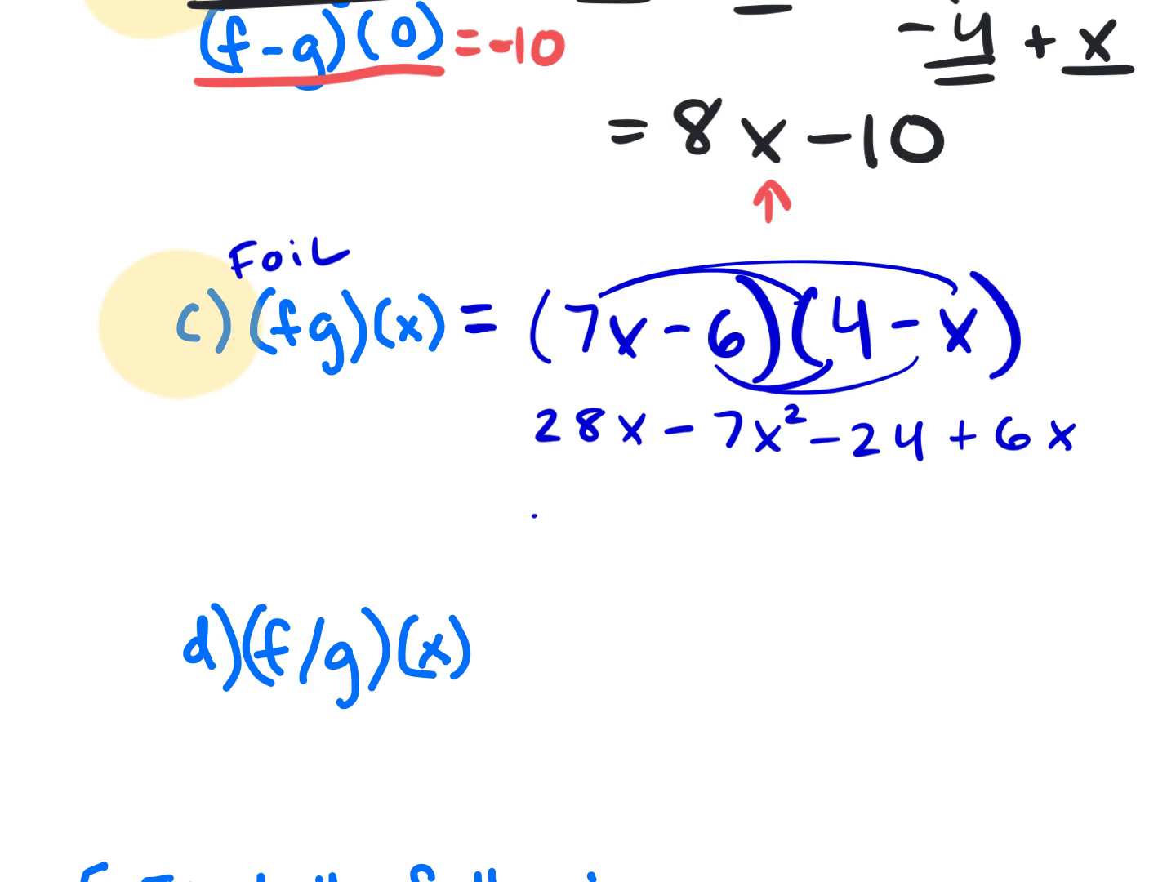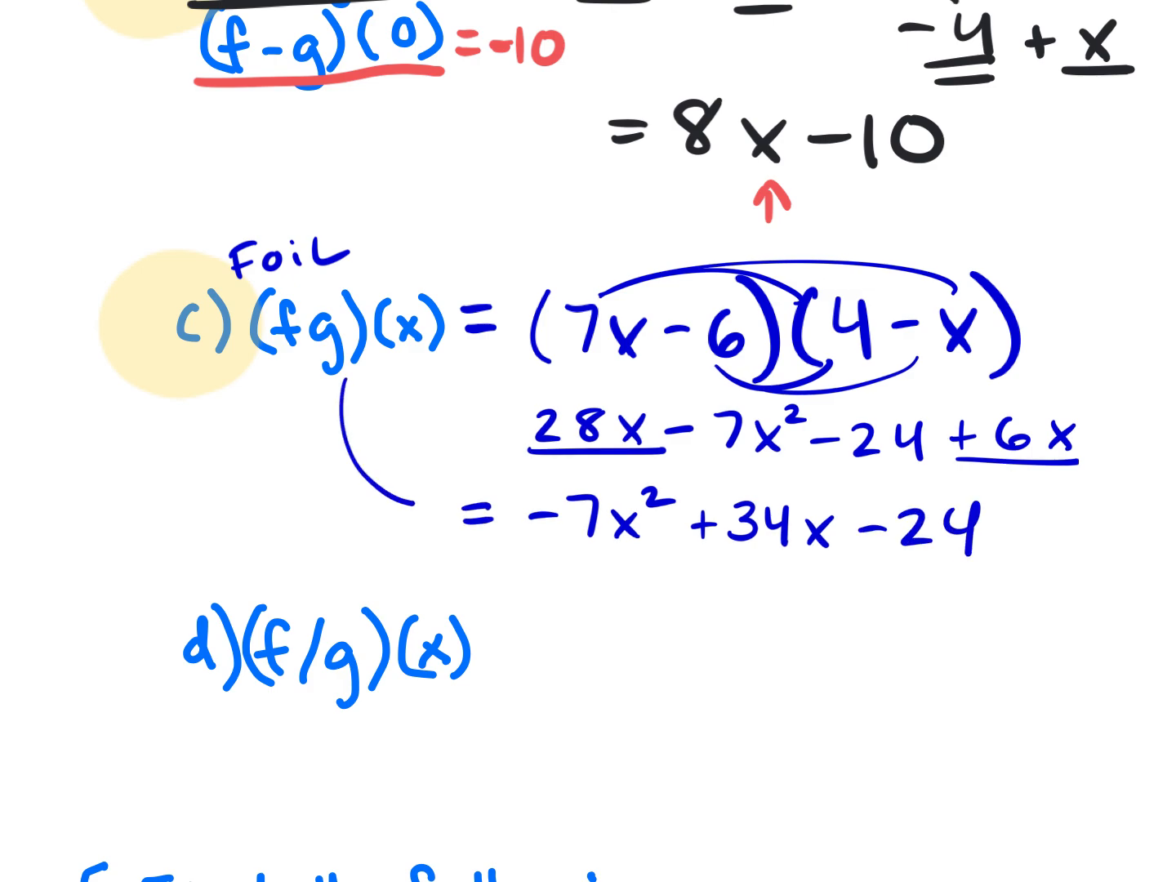Combine our like terms and put it in standard form. So negative 7x squared, 28x plus 6x would be 34x, minus 24. So this would be f times g.